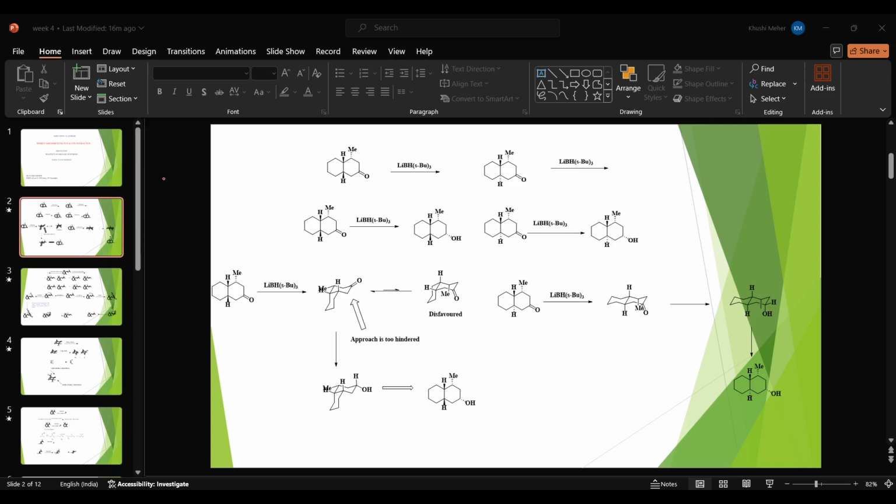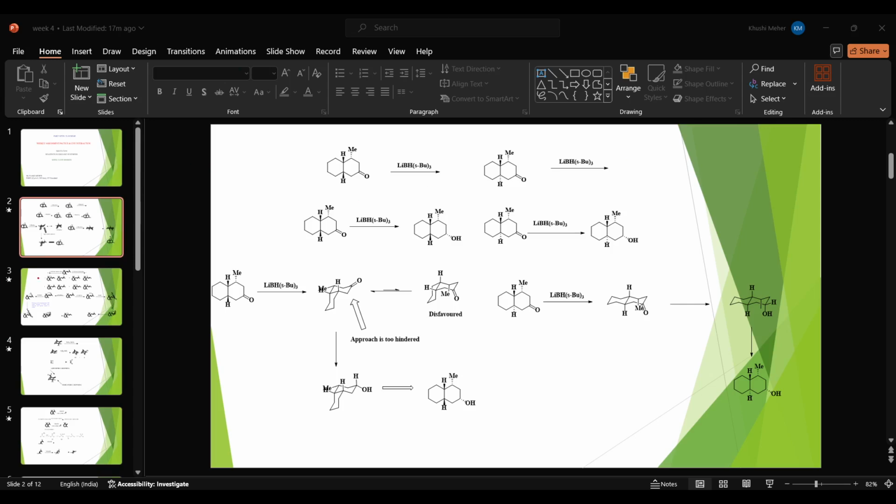When you have a cis junction, this one is a cis junction, and when you have the trans junction also, in both cases the attack is from the above side only. You will get your alcohol on the below side in both cases, right? And here the hydride will come from the above side only, in both cases. But to explain why this one is the product, I will explain.